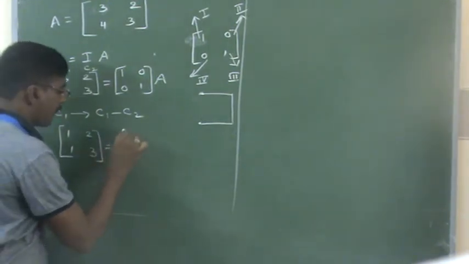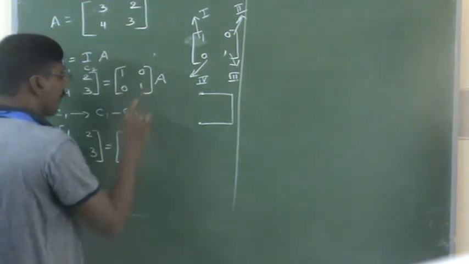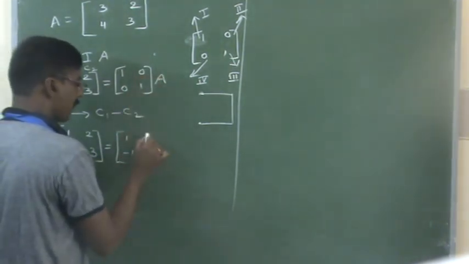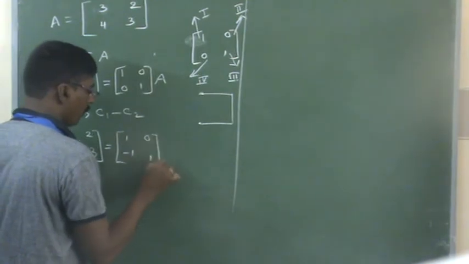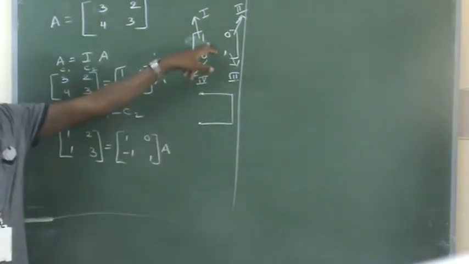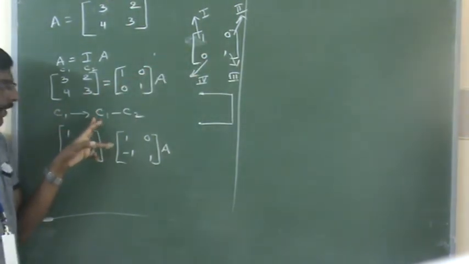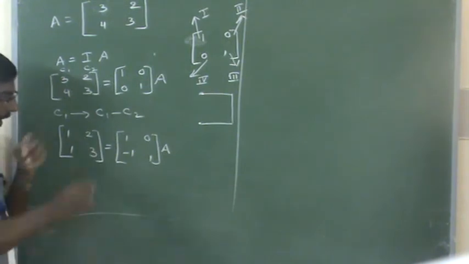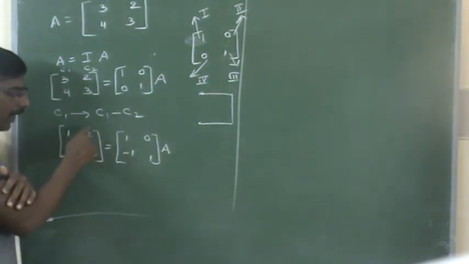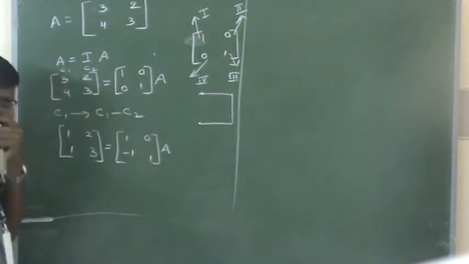On the right side, 1 minus 0, 1; 0 minus 1, minus 1. C2 as it is: 0, 1, into A. See, this first step is successful. This value becomes 1 by using elementary column operation C1 tends to C1 minus C2. Next, our target is A12, which can be converted to 0.